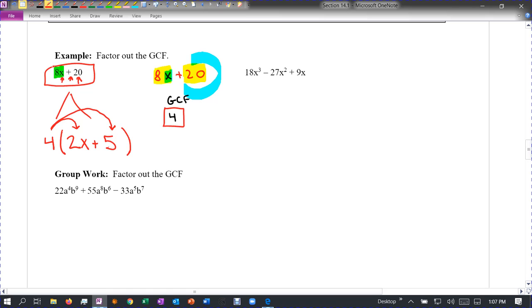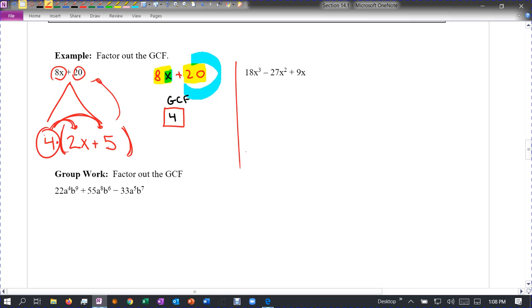So notice what we've done now is we've taken this original expression and broken it down to be 2 things times one another. It's 4 times 2x plus 5. Again, distribute this through and you would get back the original problem. So the idea of factoring out a GCF means going through each of the terms and finding out what they have in common, putting that in front of a parenthesis, and then inside the parenthesis you're going to multiply through and try and get back the original expression.